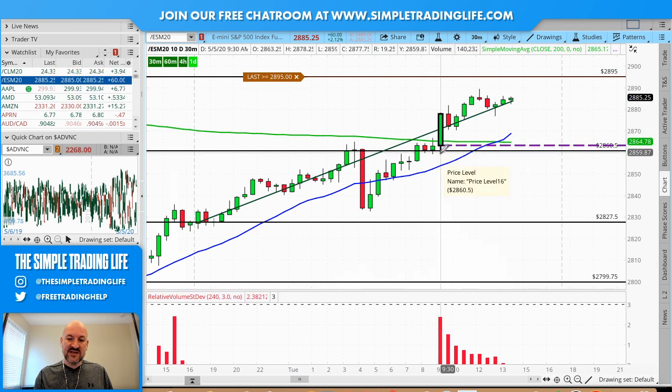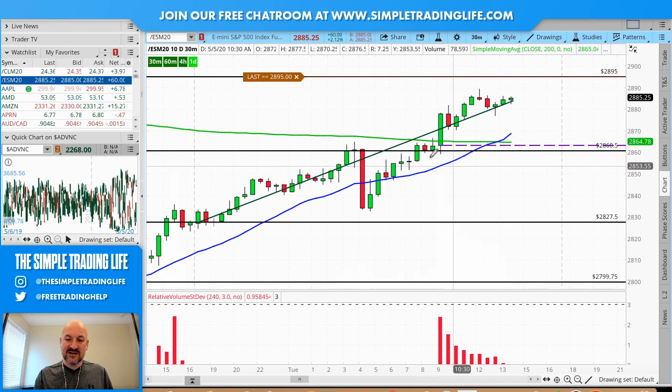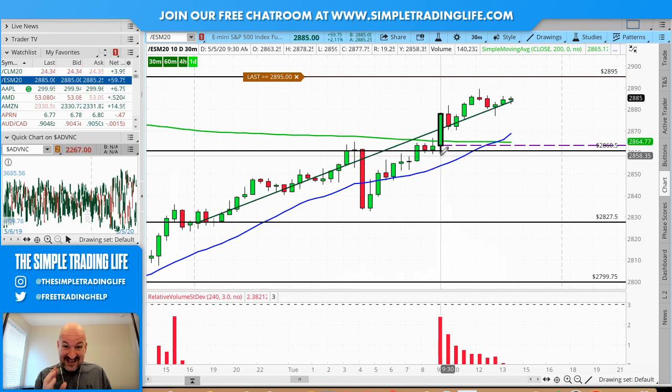So when we saw this initial move to the downside, those in my room know, and if you're brand new, it's the first time you've ever been with us, you'll hear me talk about this a lot. On the opening candle of the day, typically the first move, okay, and this happens a lot, like 80, 90% of the time.